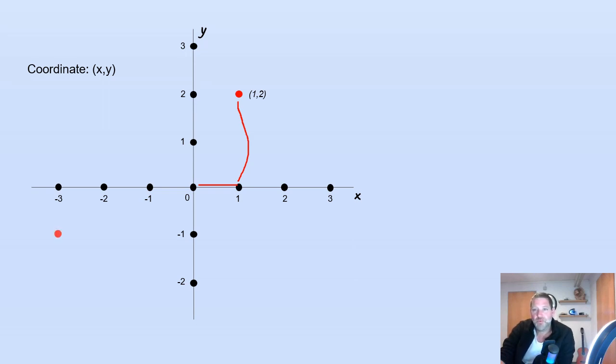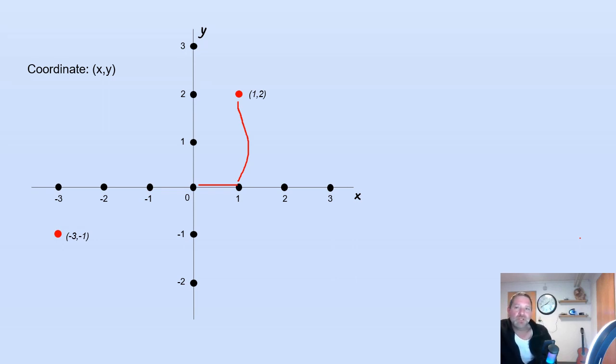Let's do another example. A point right here. I won't be drawing this time. 3 steps in the minus x direction to get there, and 1 step in the minus y direction to get there. So the coordinate for this point is (-3, -1). All right.